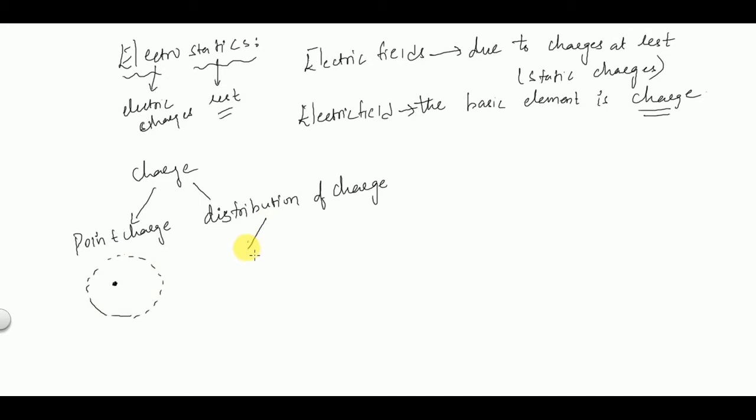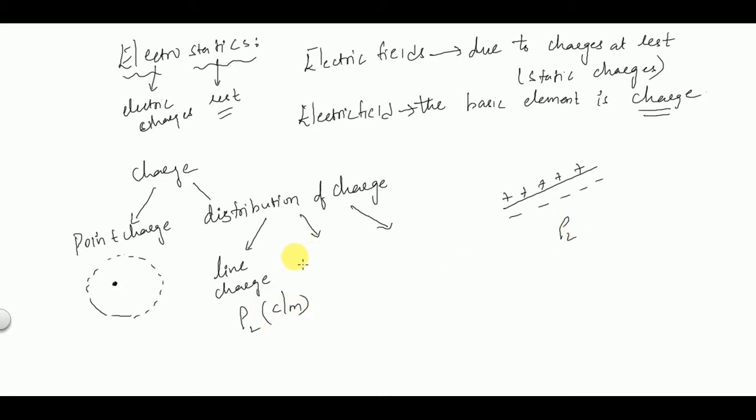And similarly, distribution of charge is again classified into three types. One is line charge. That means distribution is along the line. So along a line there is distribution of charges. The line charge density is given by rho L, which is represented in Coulomb per meter.